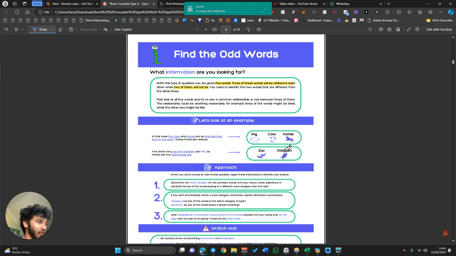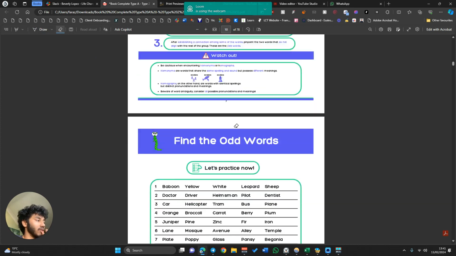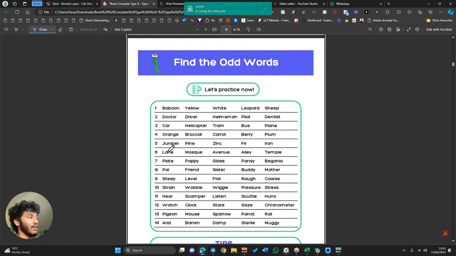So an example here is they're going to give you these 5 words, and three of them are related because all 3 of these are on land, whereas the other 2 are fish, and that's the type of question that you're going to get. So you want to be completing these under 30 seconds per question.